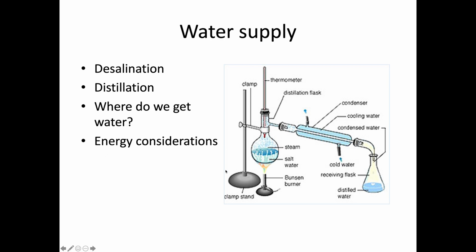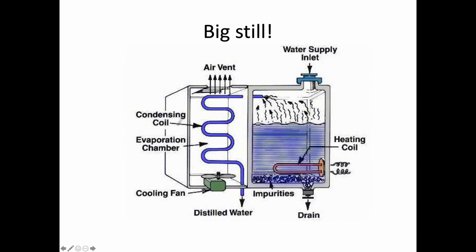The trick is, it takes a lot of energy to do this, to boil water. So you have all sorts of problems with distillation as a method, or desalination using distillation, because of the energy cost. You can do it on a larger scale. This is just kind of a great big still. Same idea though, you heat it up with a coil, turns into a gas, and then gets recondensed.